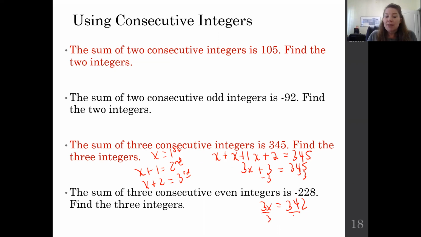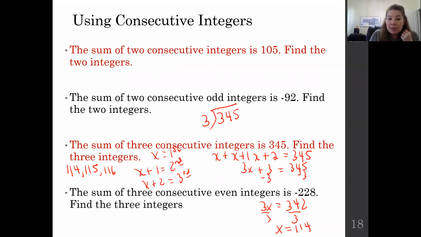Then we divide both sides by 3. So X is 114, I think, right? 342 divided by 3, 114. So 114 is the first number. The second number is 115. And the third number would be 116. Add those up and make sure they equal: 114 plus 115 plus 116. Make sure it equals 345. It does. Or like I said, the easy way to do it is simply to divide this number by 3.